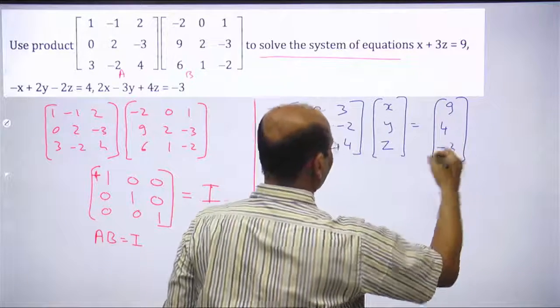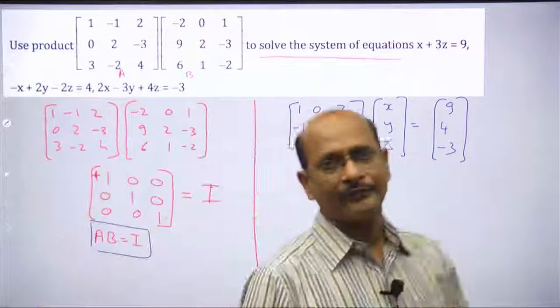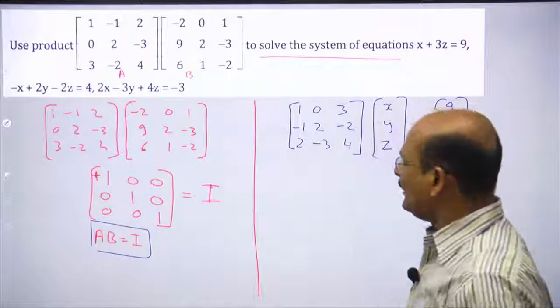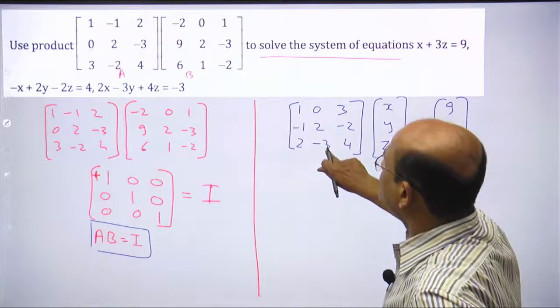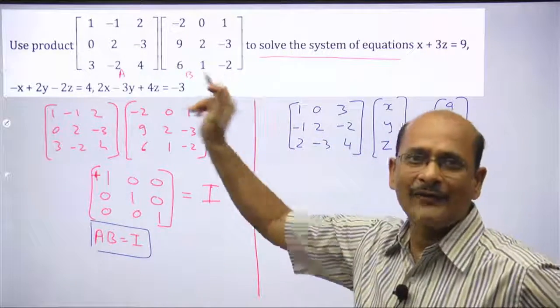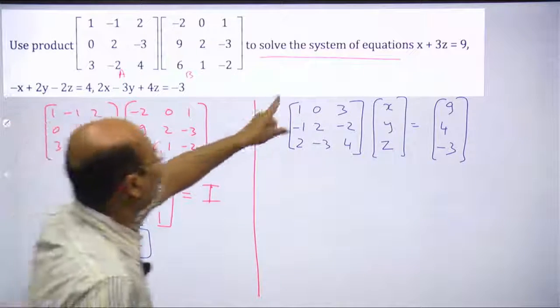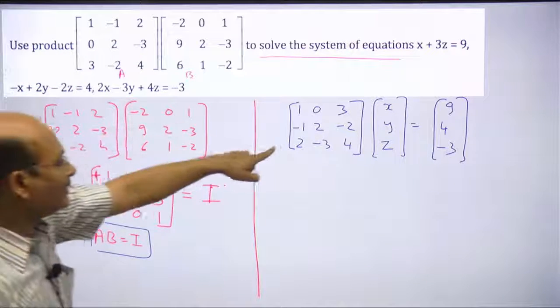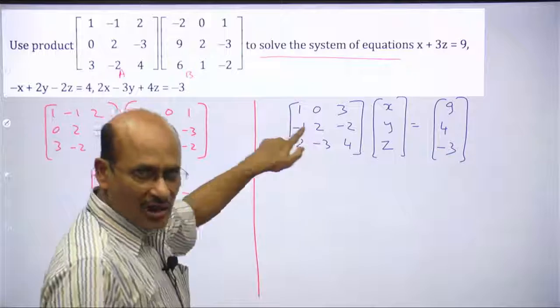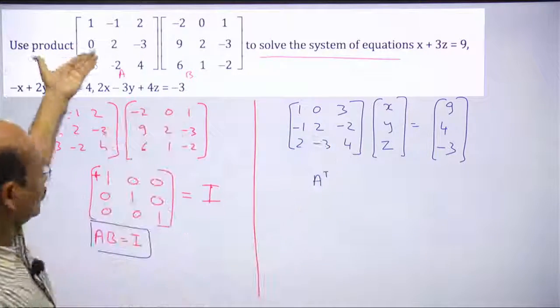Now wait, don't jump the gun. I want you to pay attention now. I got AB is equal to I. I am very glad, I am very happy. Right? Okay, now what I want you to do is, look at this. I want you to remember what I am going to do. Listen very carefully. Look at this matrix and this matrix. This I denoted as A. So what is this? Transpose of A.